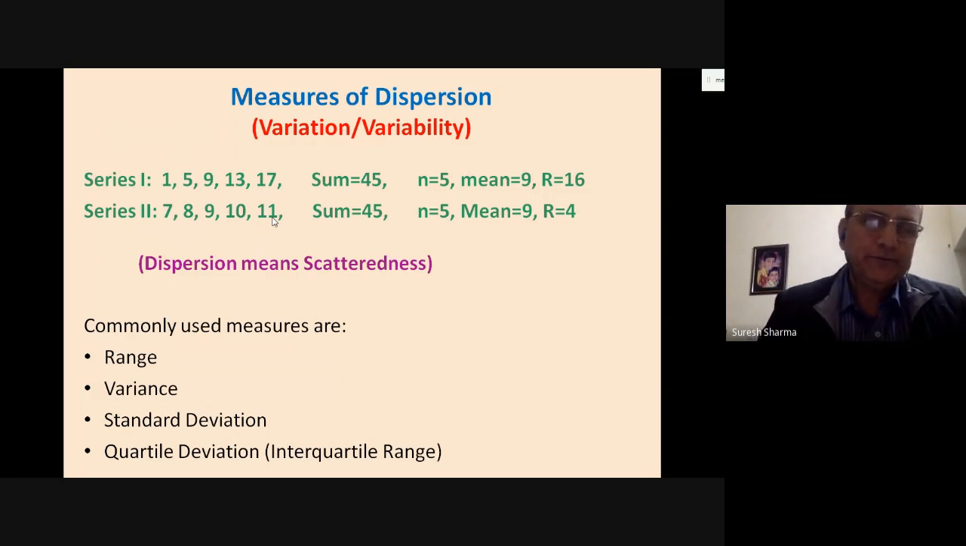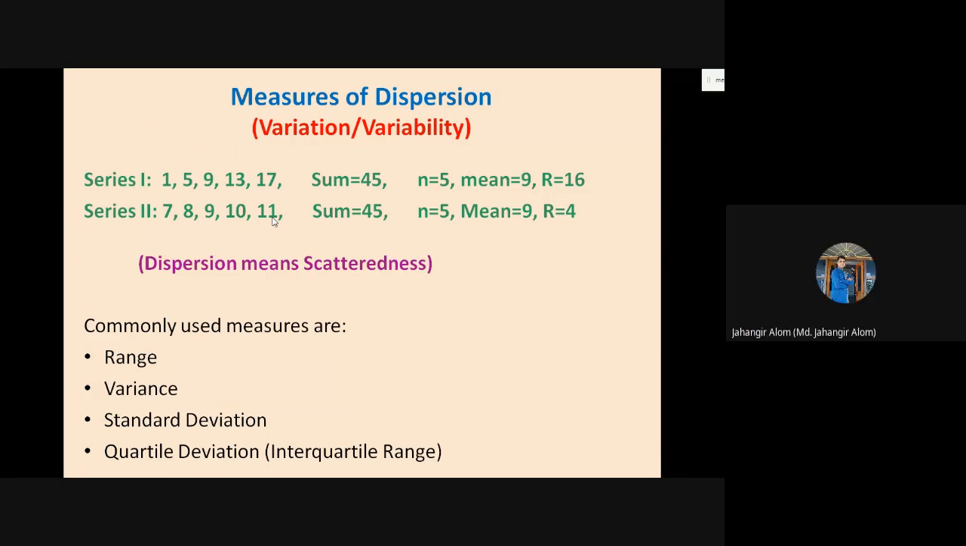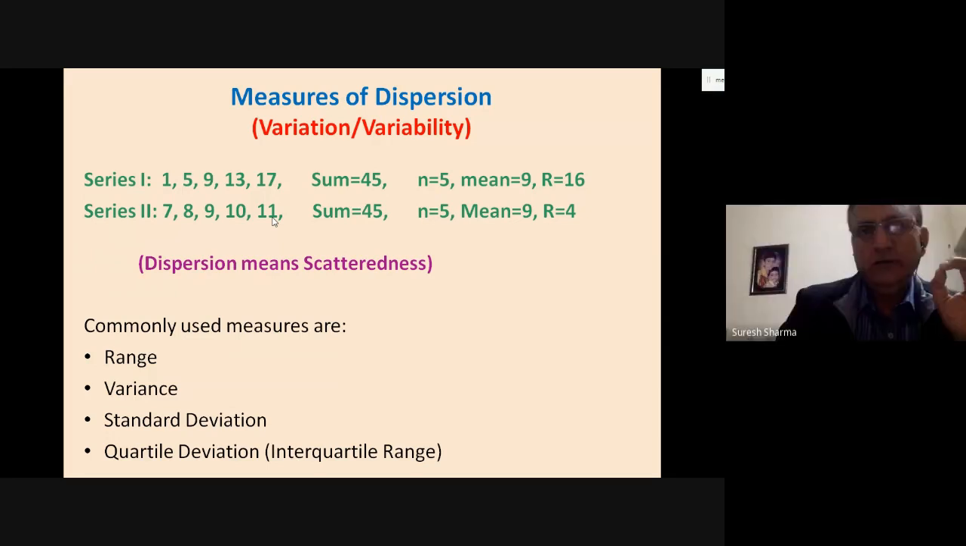Yes or no? Now, here is the important question. These are only 5 observations, so you can make it out by eye. But suppose I give you 500 or 5,000 observations. Do you think it will be easier to make out which series has more dispersion or less dispersion? No.